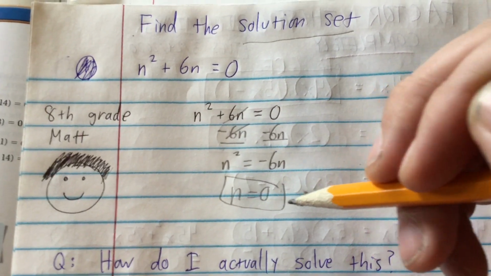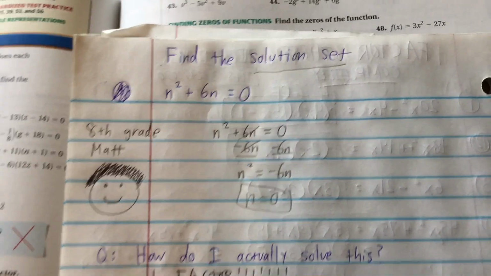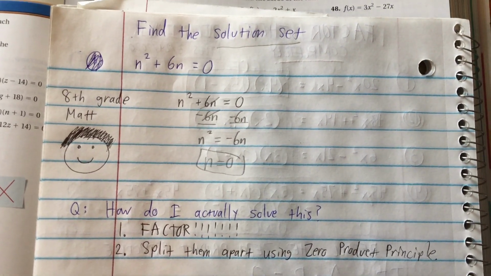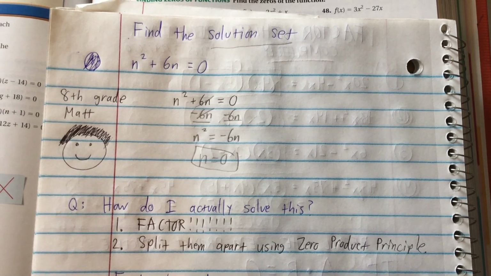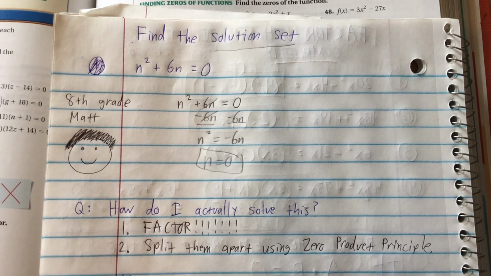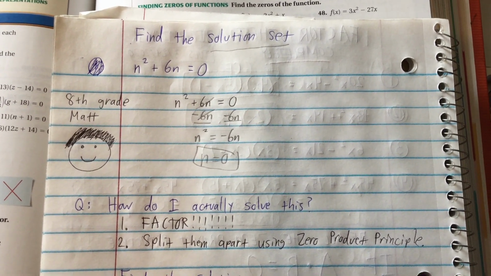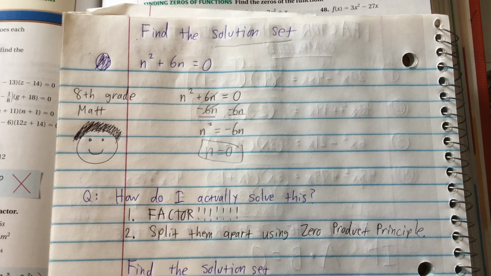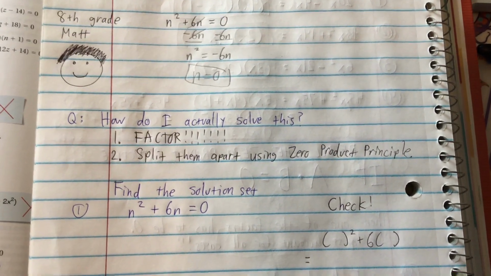N equals 0 is part of the solution set, but it's not the complete solution. So the question is, how do I actually do this? Well, step 1, factor. Factoring is the most effective tool in your arsenal. Then split them apart using the zero product principle. The factoring and zero product principle method is one of the most effective methods in Algebra 2, Pre-Calc, and Calc.